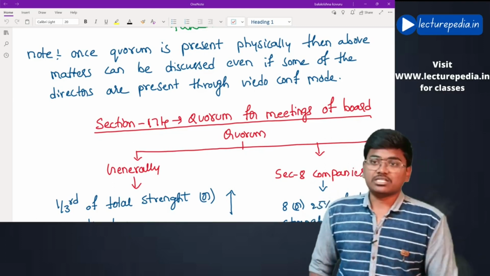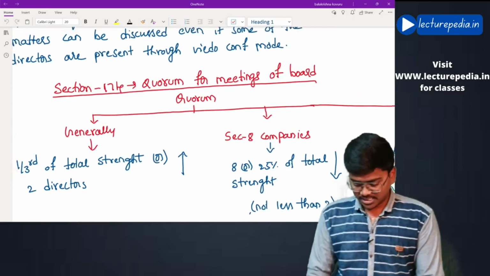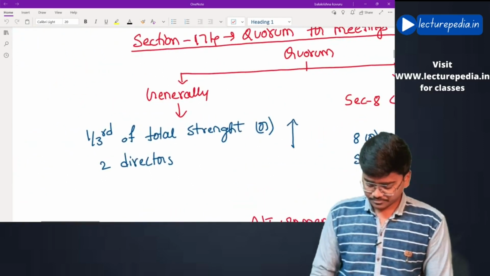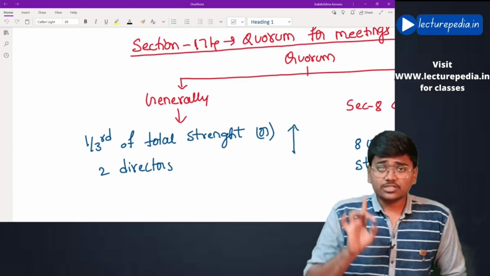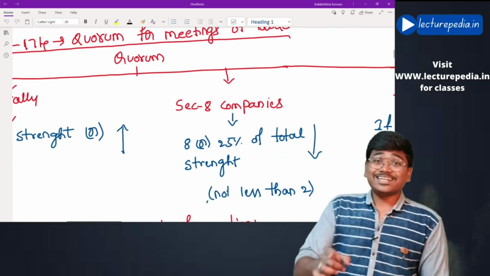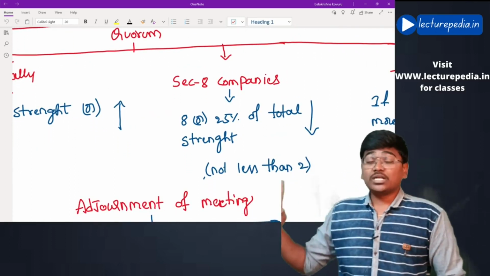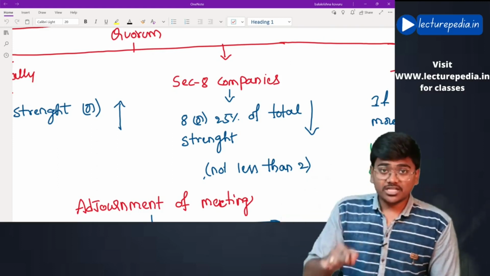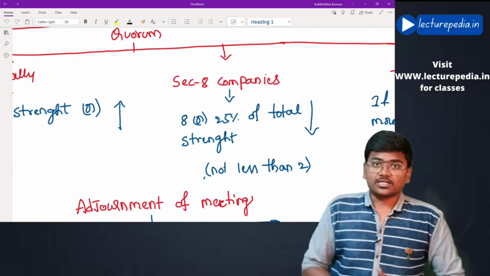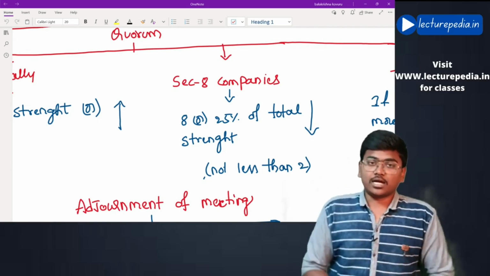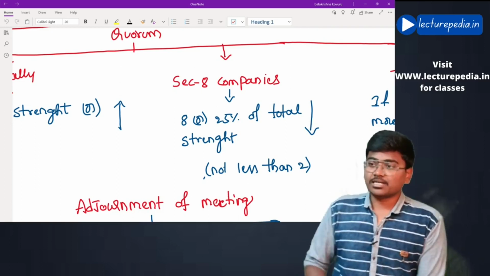Moving to section number 174. Quorum for meetings of board. See, generally speaking, the quorum is 1/3 of the total directors or 2 directors, whichever is higher. In case of section 8 companies, quorum is 8 directors or 25% of the total strength, whichever is lower, provided the strength is not less than 2 directors. Okay, minimum 2 directors must attend the meeting. Hope that is clear. That is the quorum in case of section 8 company.